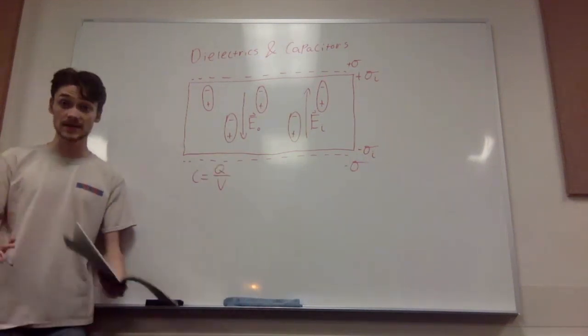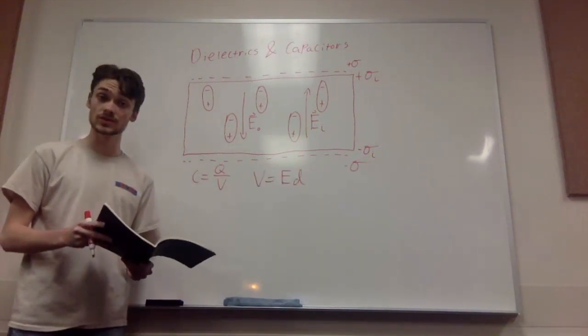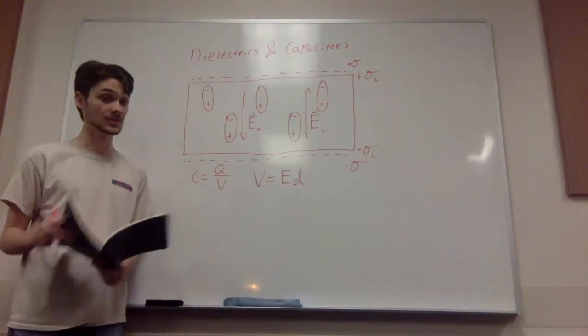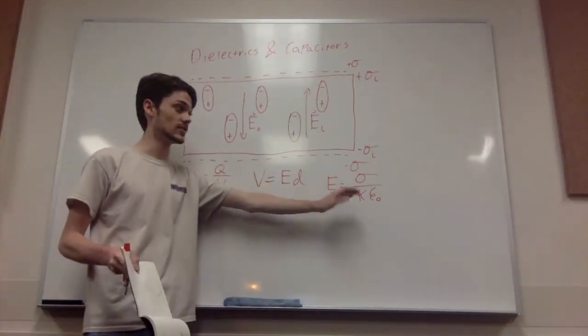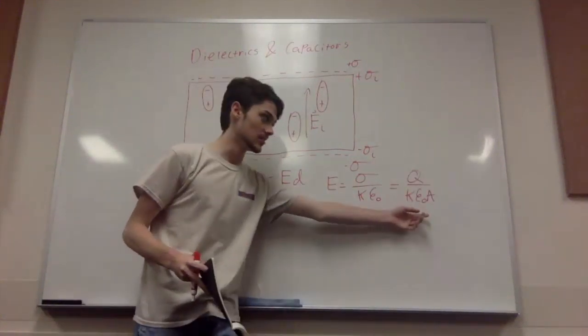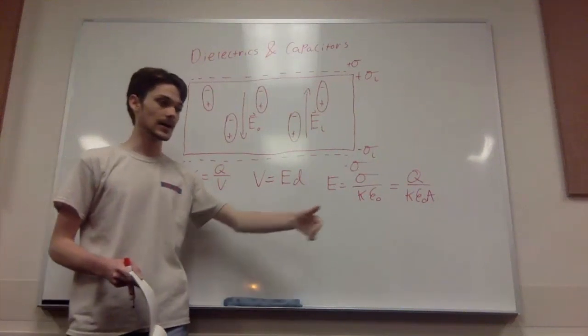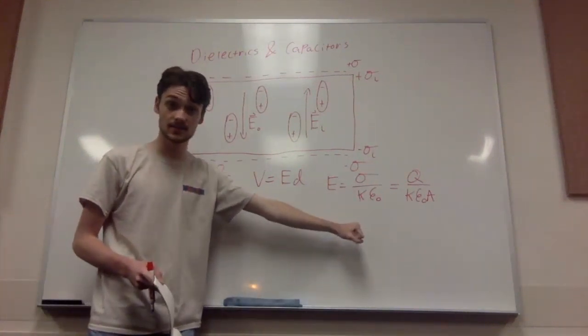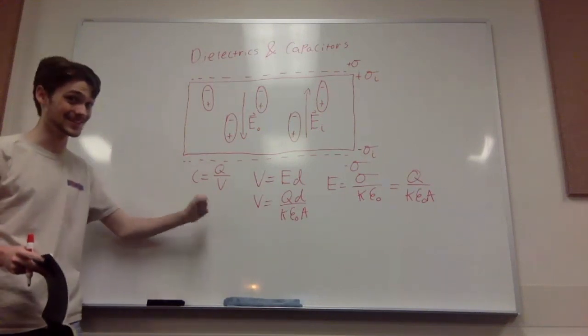Firstly, we know that capacitance is equal to charge over voltage. And we know that voltage is going to be equal to the electric field times the distance. And we know that the electric field due to the capacitor is simply going to be sigma over k epsilon naught, which can be translated into q over k epsilon naught a. Let's find the voltage by multiplying our electric field times distance. Now we have our voltage. Let's plug it into our equation for capacitance and see what happens.